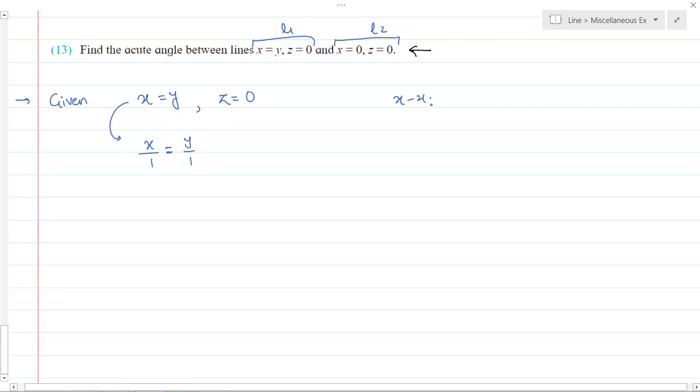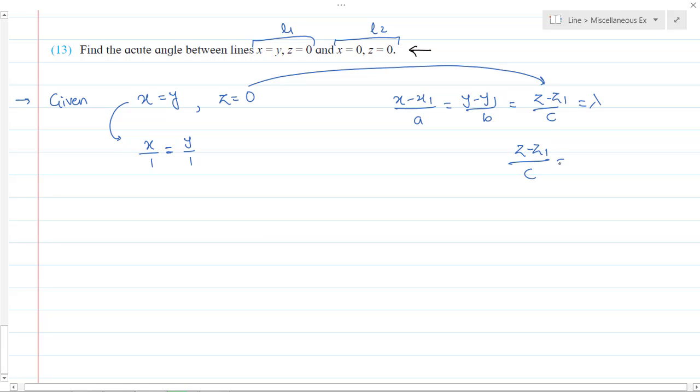See, the standard form is (x minus x1) by a equals (y minus y1) by b equals (z minus z1) by c, equal to lambda. Now if you see the third part, (z minus z1) by c equals, instead of lambda we get here 0. So if it is 0, this c has to be 0. This is what lambda is, and this is 0, so 0 into lambda becomes 0. Means what could be the value of c here? c becomes 0, and z1 is 0 anyway.